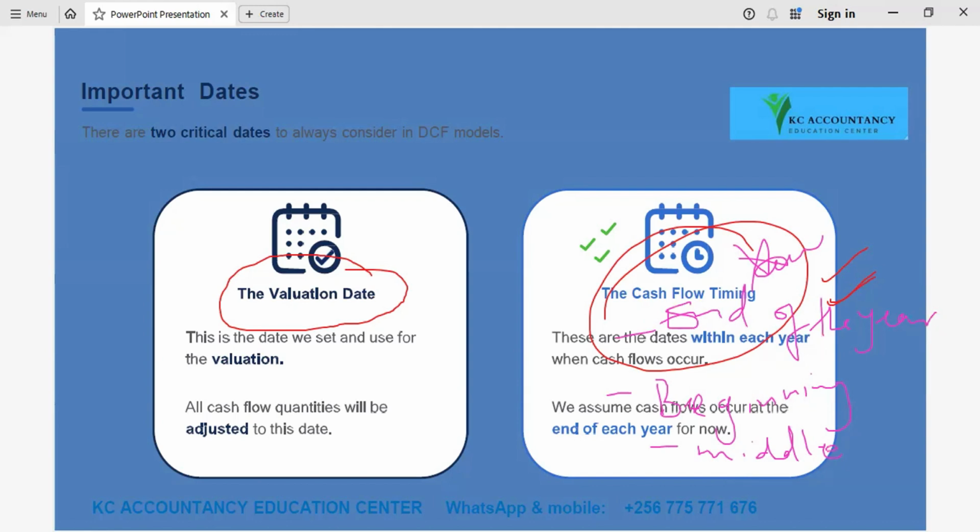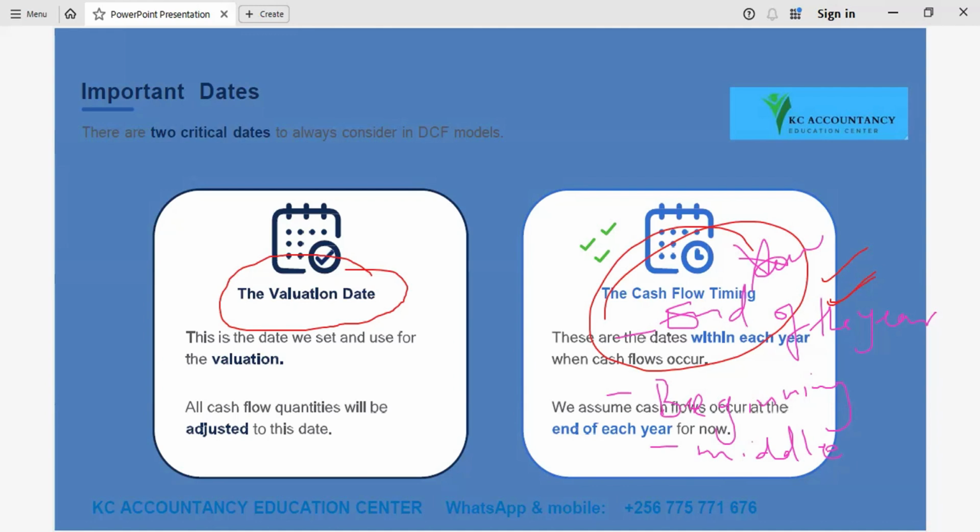The reason these are very important is because we need to know so that we can plan well. You may be suggesting that I'm going to buy a certain machine in year 1, but you find that these cash flows are actually only starting to come in year 3. So which money are you going to use to purchase those machines that you are suggesting?